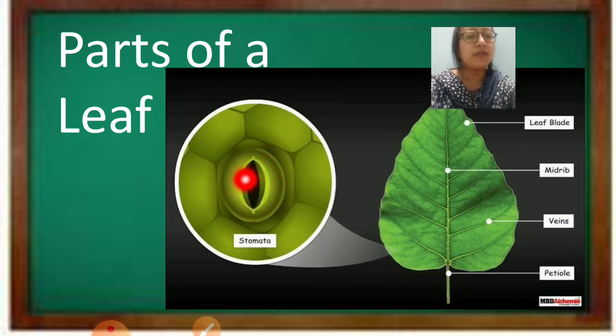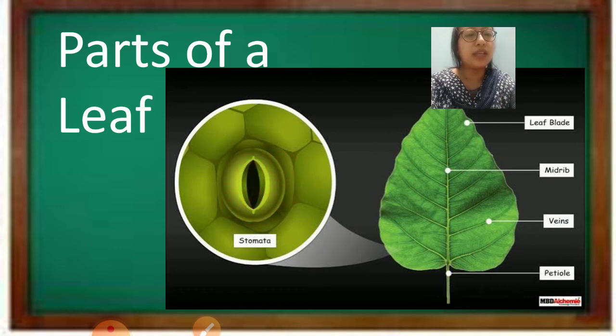Now what is the function of the stomata? What is the work that it does? It helps in taking in and giving out carbon dioxide and oxygen. So the gases carbon dioxide and oxygen come in and go out from here in the leaf. All right, so this is your stomata.